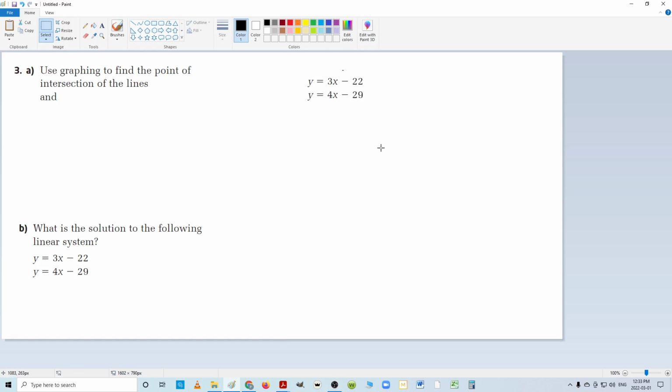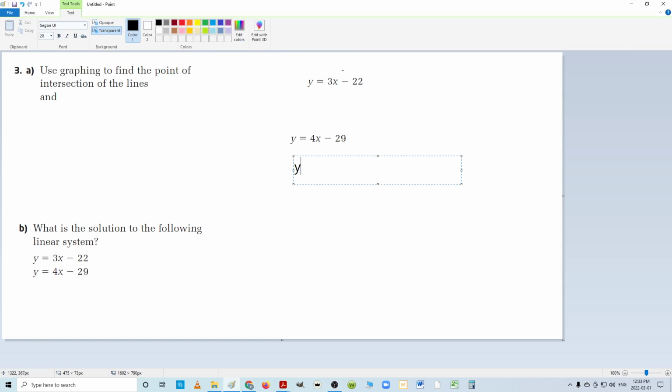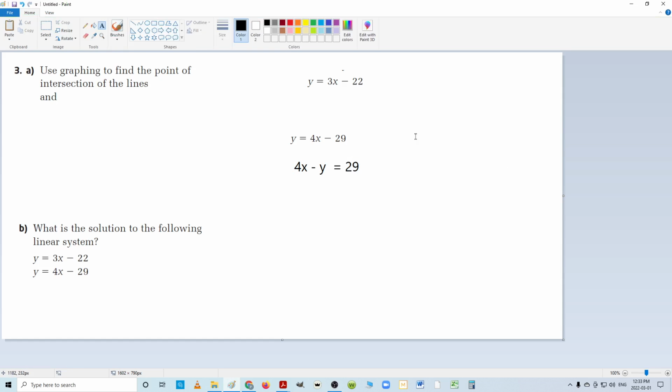But I'm going to do something interesting here. I'm going to rewrite this in a standard format. I'm going to add y, and actually you'll always have the x positive, so it's actually going to be y. 4x minus y is equal to 29. If you don't see how I did that, go rearrange this so the y's on this side and the 29's on that side and see if you get that.